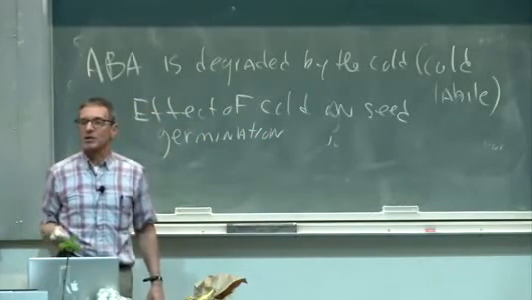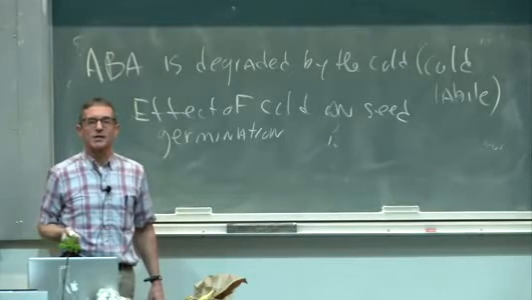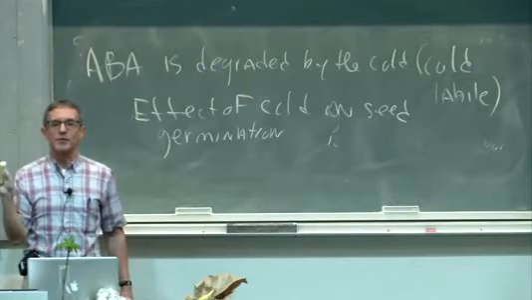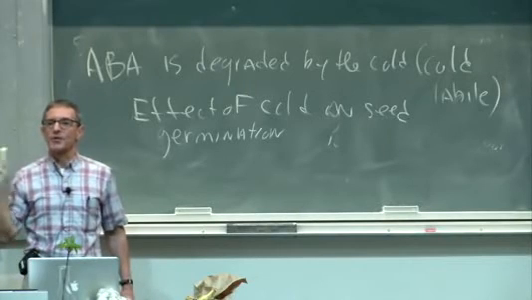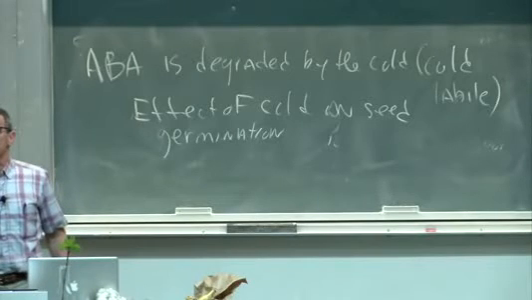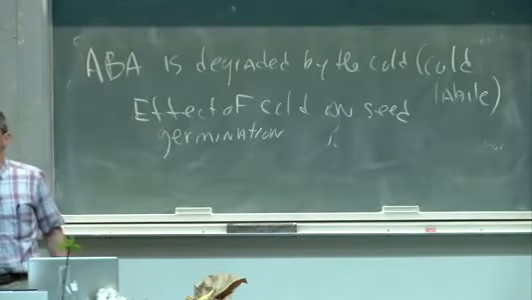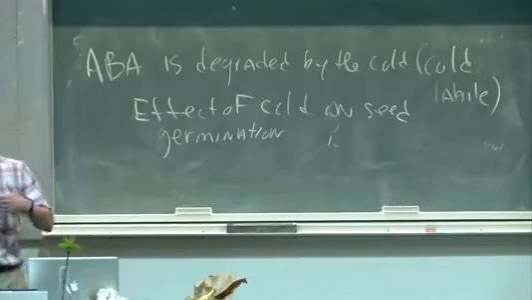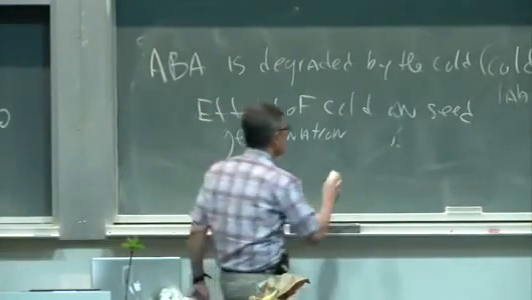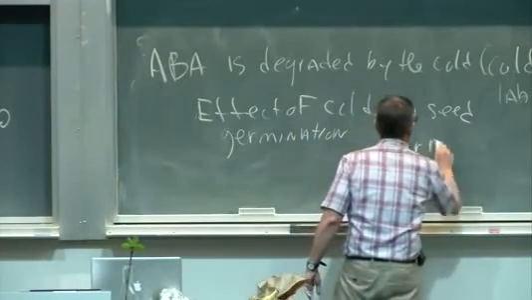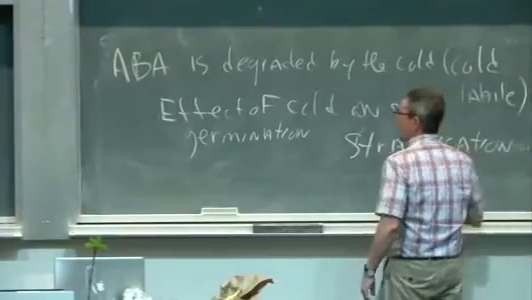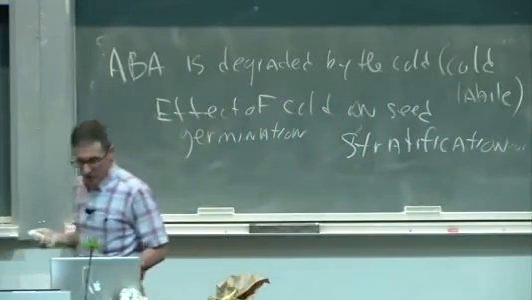Some of you may actually buy some seeds to plant in the springtime, and on the packet it'll say, put this in the refrigerator for a month, put it in the freezer for a month. What you're doing is essentially causing the breakdown of the ABA. And this process of breakdown of the ABA or the other inhibitors with cold is called stratification, and is of widespread commercial interest.